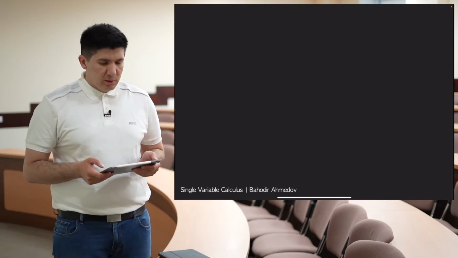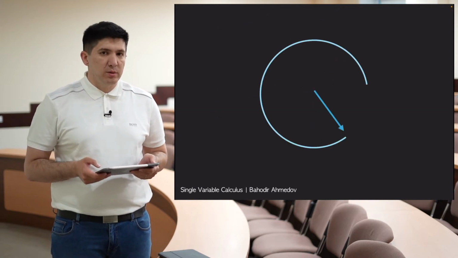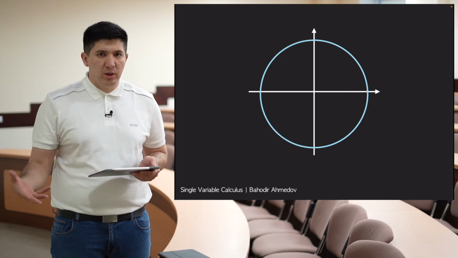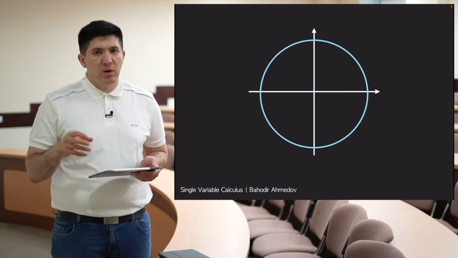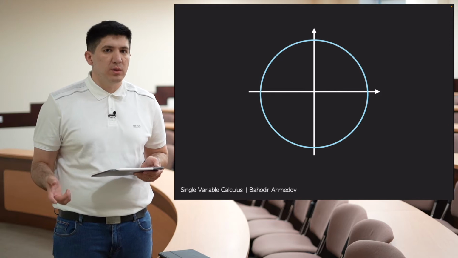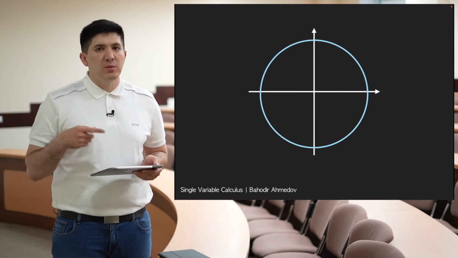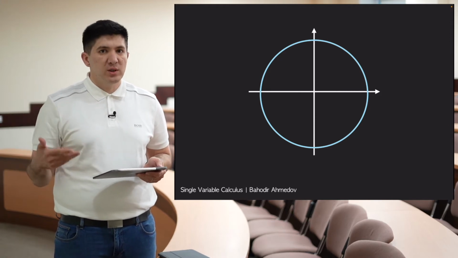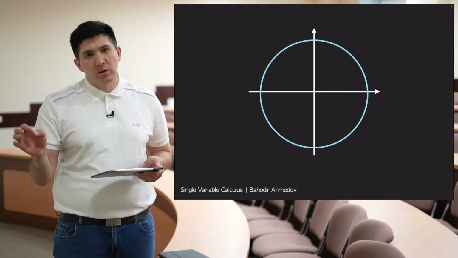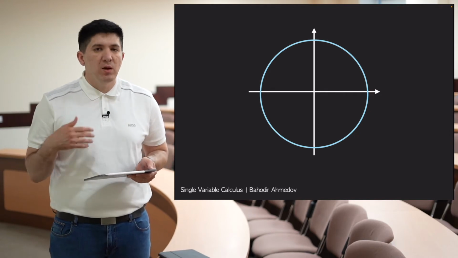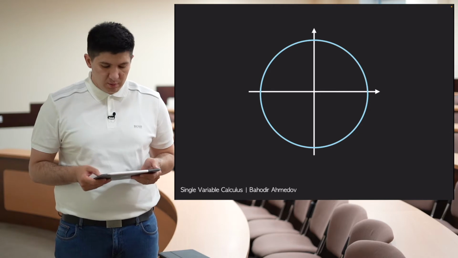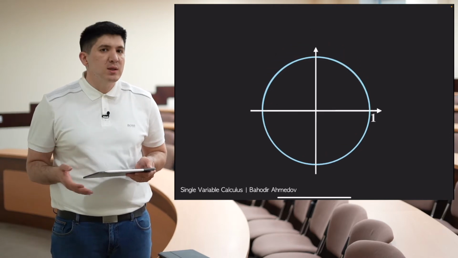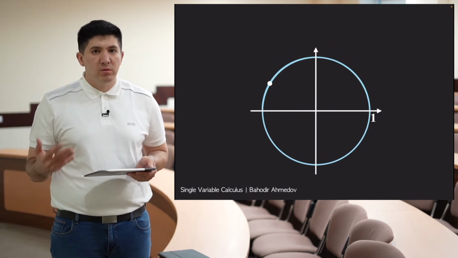So let's consider an example with a circle. A circle is the set of points which are equidistant from the center of the circle, right? So the distance from the center to any point on the circle is going to be the same, which we call the radius of the circle. Well, that's the basis for how we are going to derive the equation of the circle.